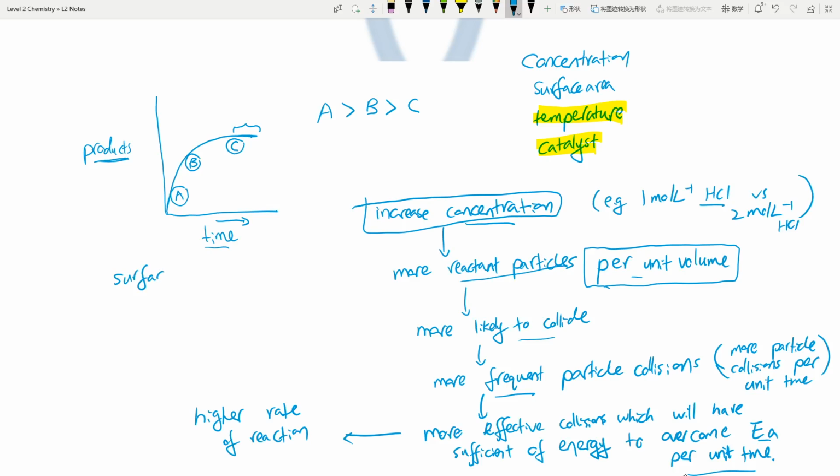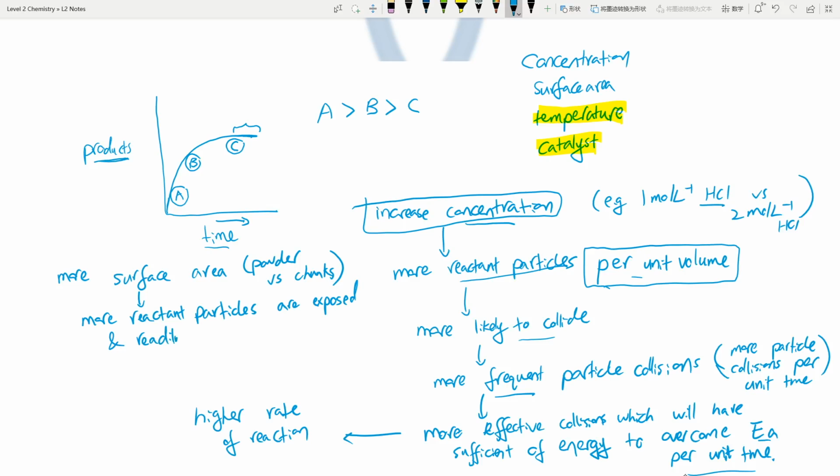I'm going to use the same flow chart. I'm going to cheat a bit and recycle some of the things I've got here. So what does more surface area mean? This is looking at powder versus chunks. It's very obvious: nothing else is changing, you just have more surface area. That means more reactant particles are exposed, and readily available to collide.